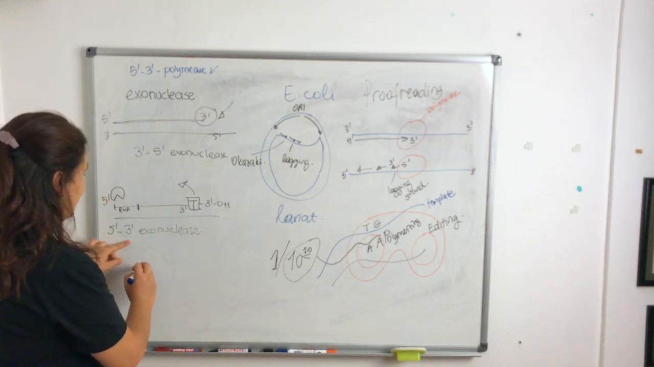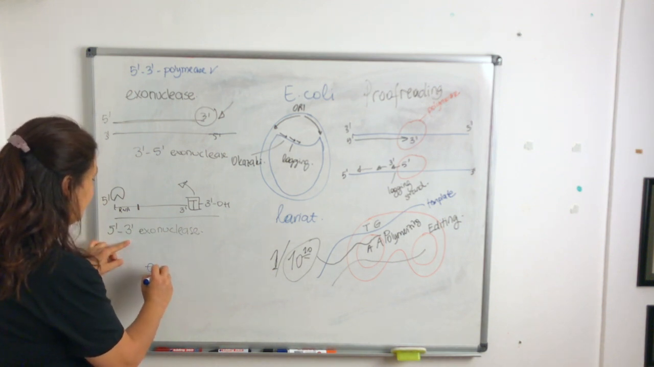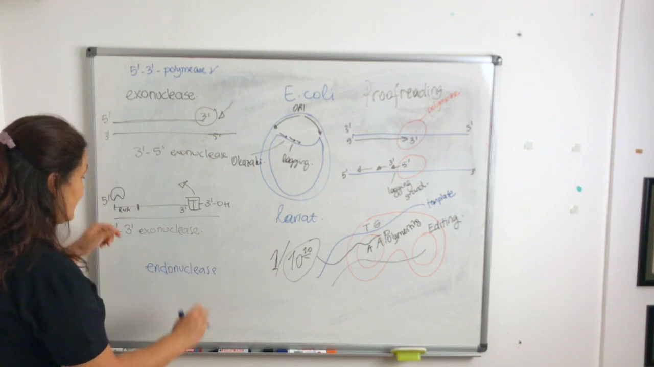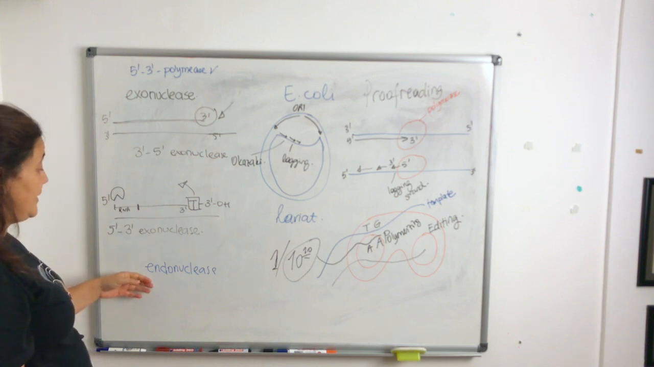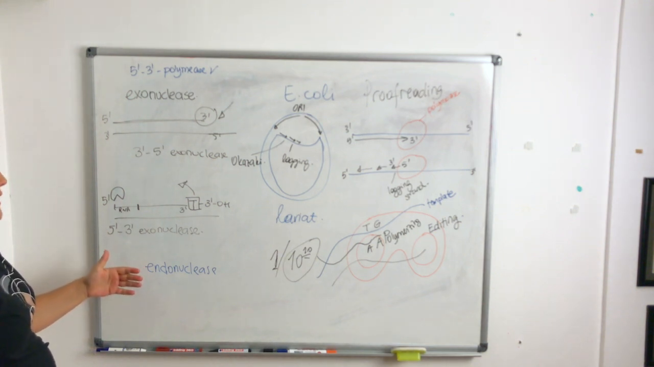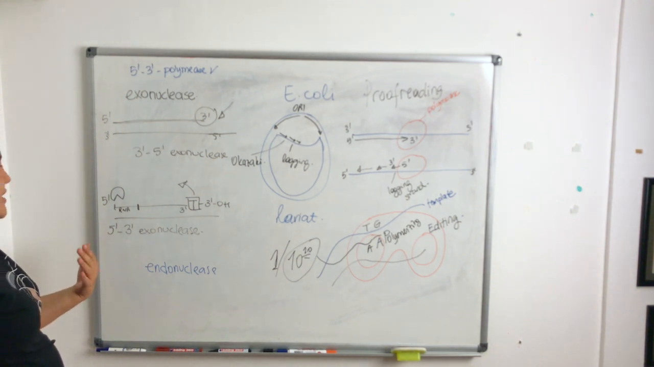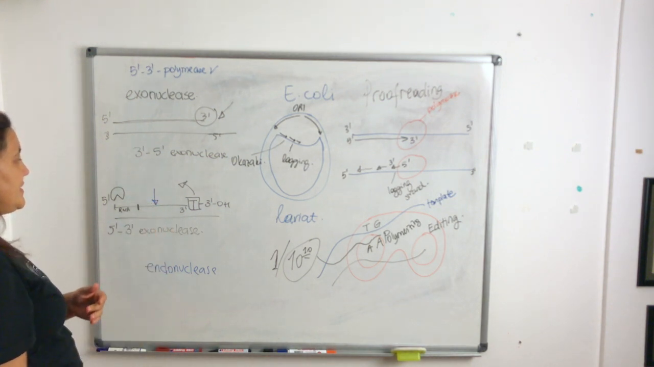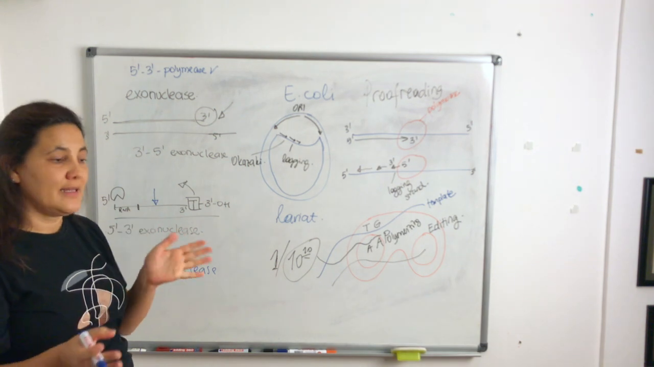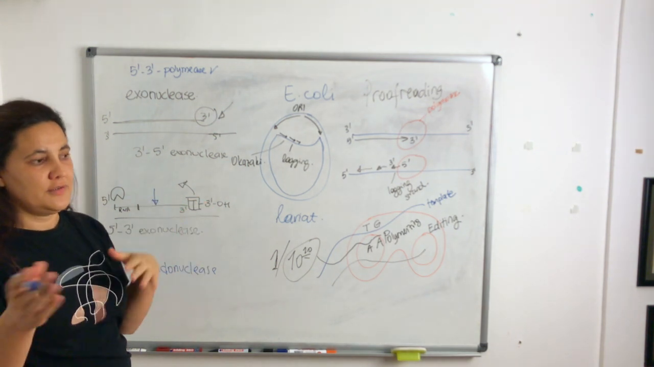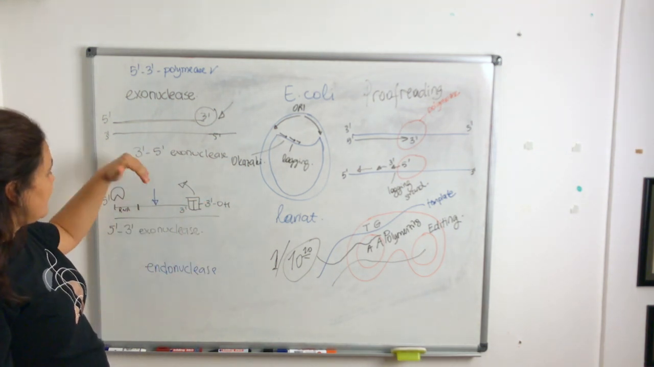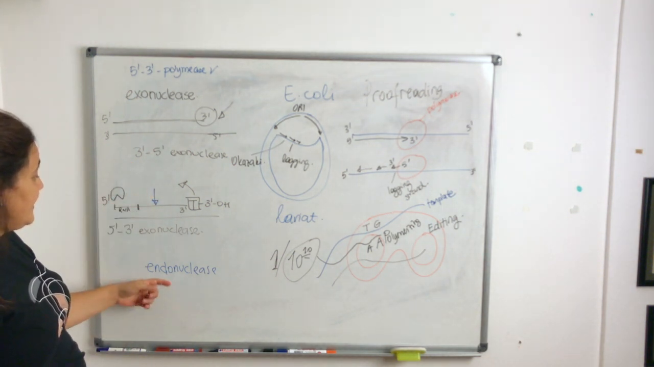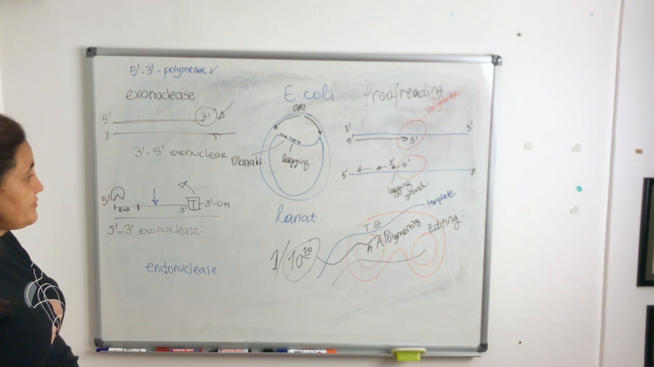There is another type of nuclease which is called endonuclease. The polymerases do not have any endonuclease activity. Endonucleases are separate enzymes. They cut through the strand, in the middle of a strand. They do not require an end, like they don't require a 5' end or a 3' end. They cut from the middle of the strand, and they are called endonucleases.